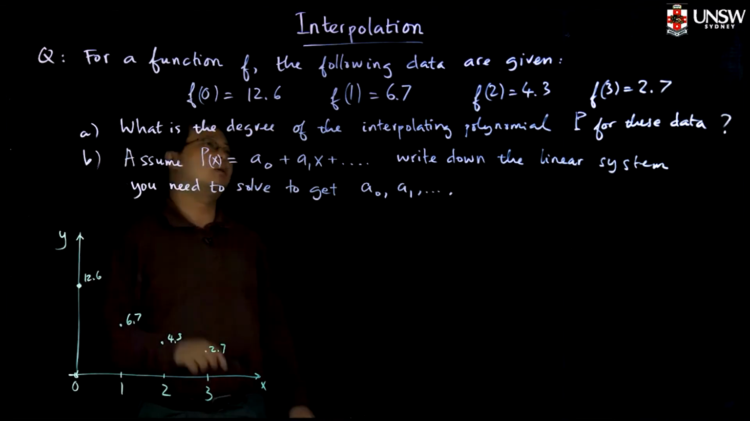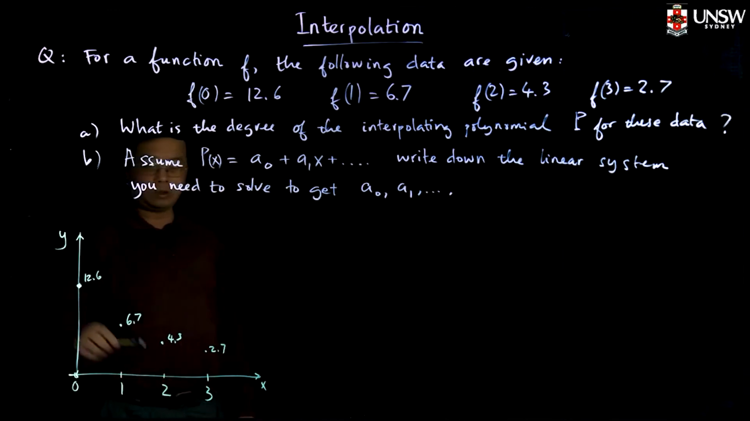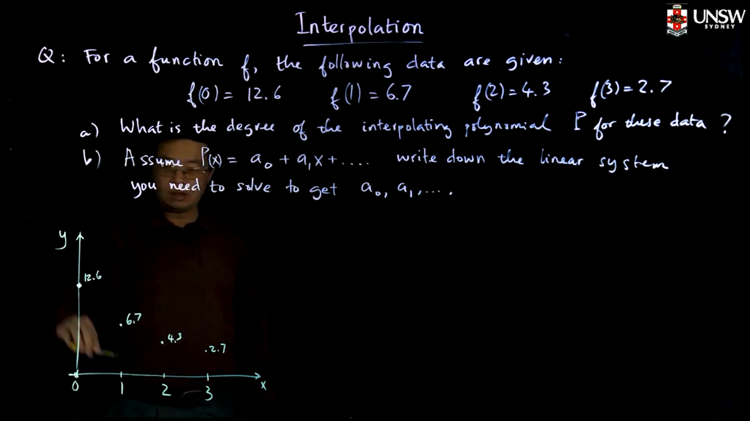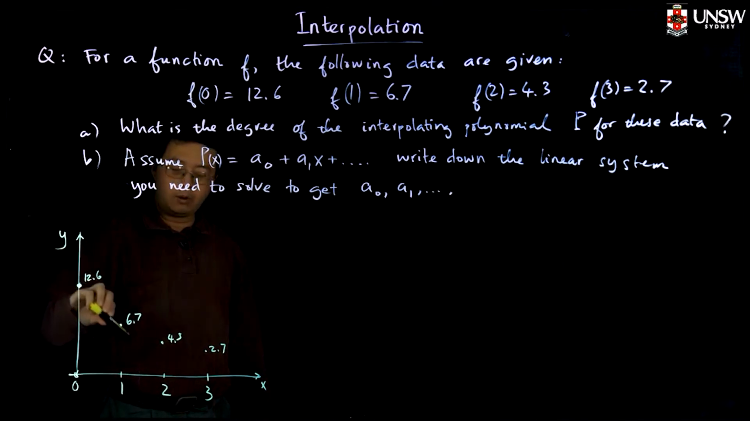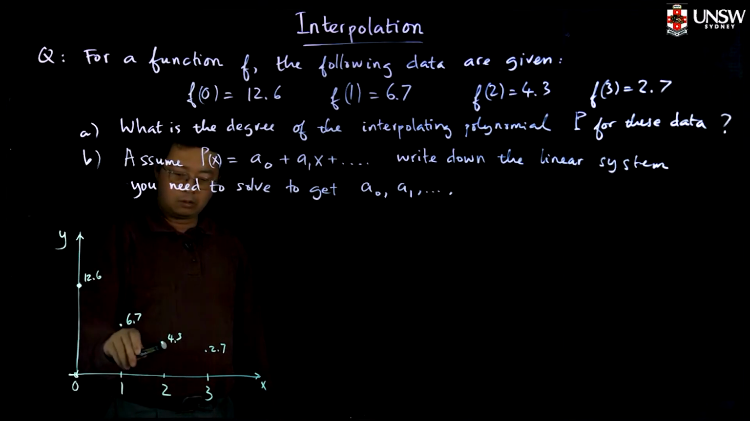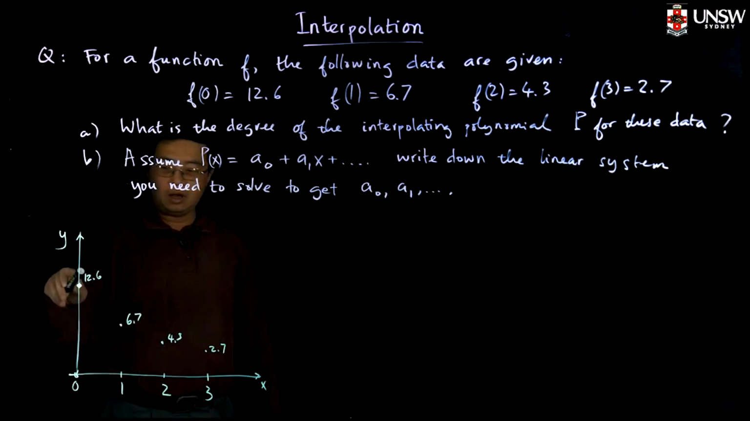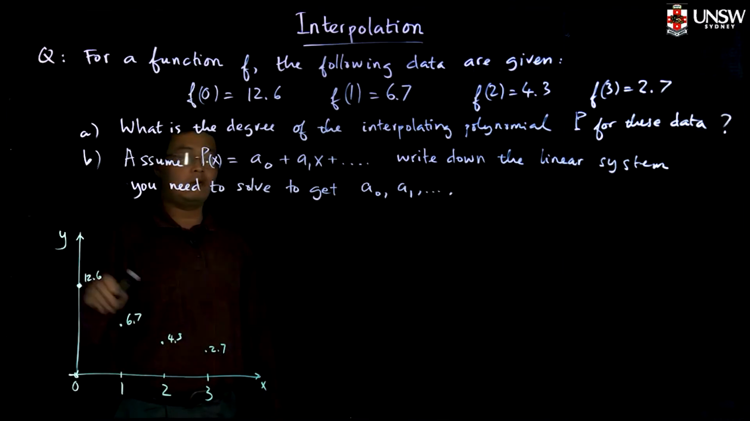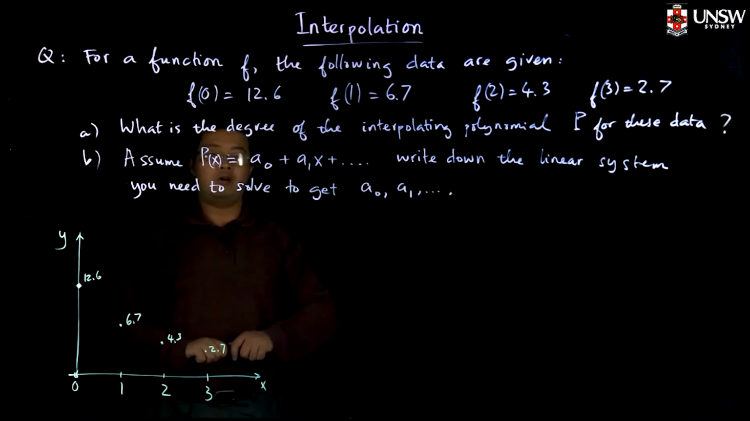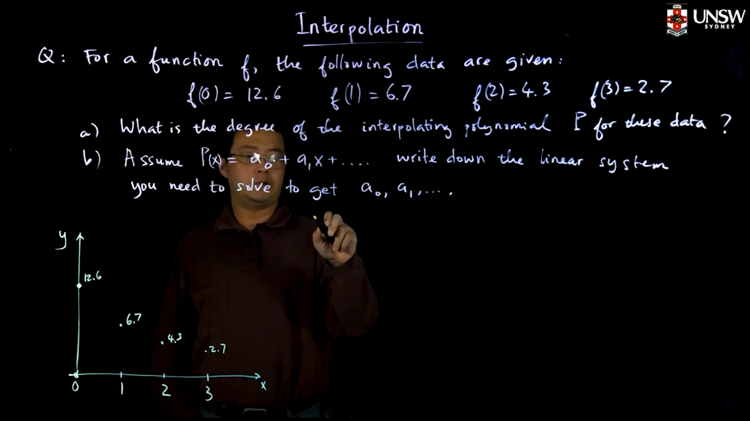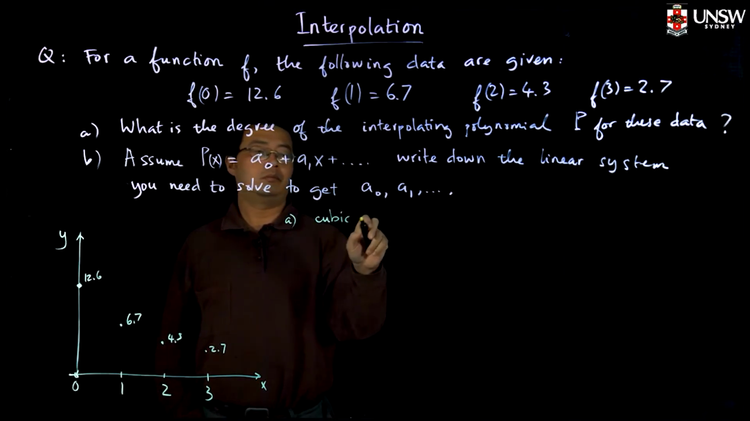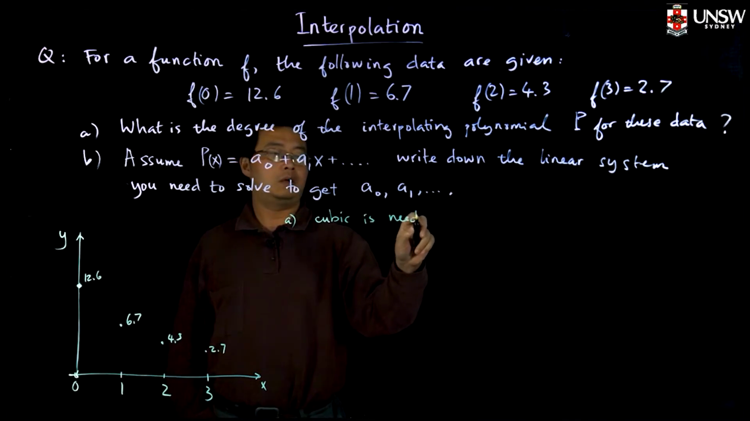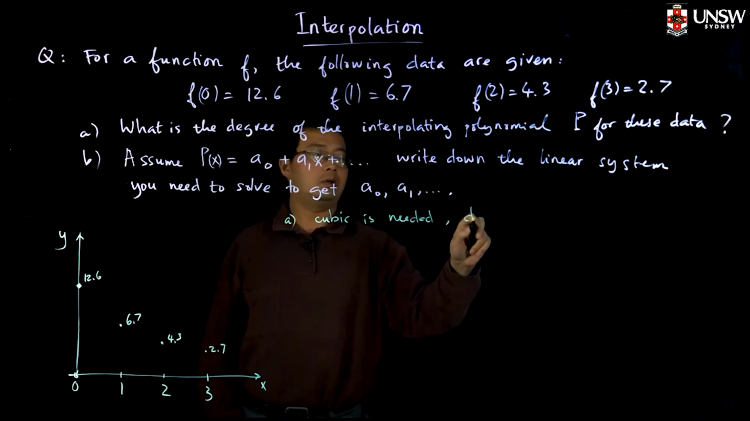Now what is the degree of the polynomial that goes through 4 points? For 2 points, you have a line, so polynomial of degree 1. For 3 points, you have a quadratic. And for 4 points, you have a cubic. So for 4 points, we need a cubic. Cubic is needed. Cubic means that degree equals 3.